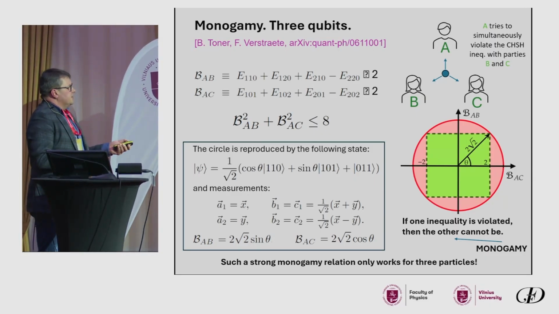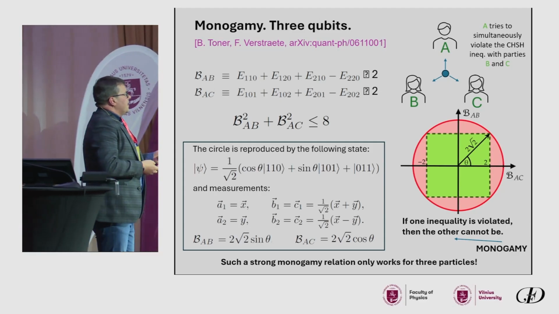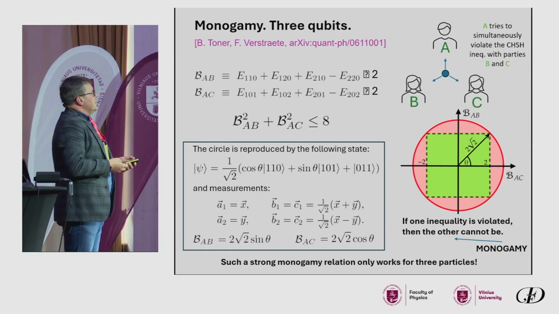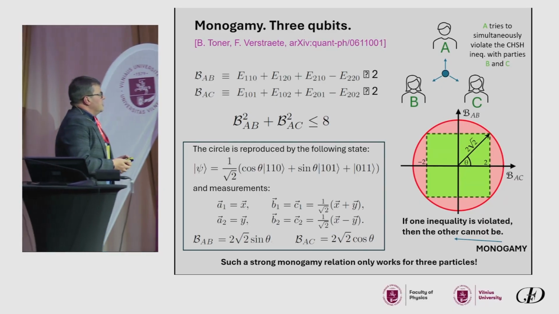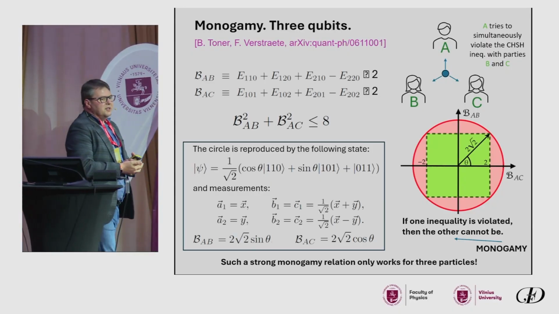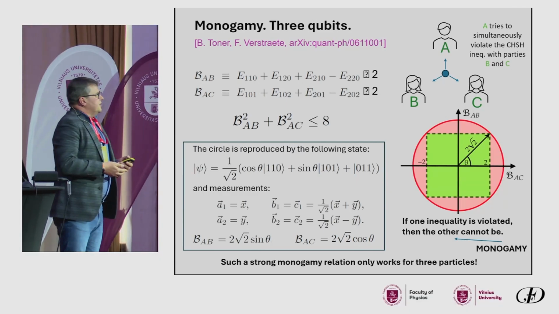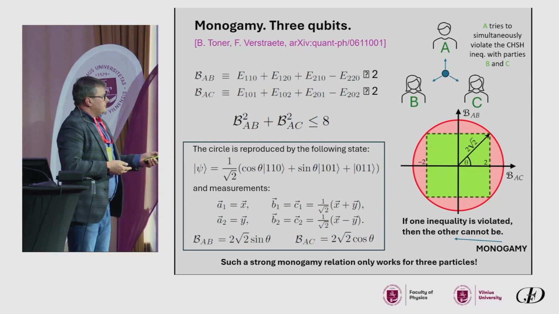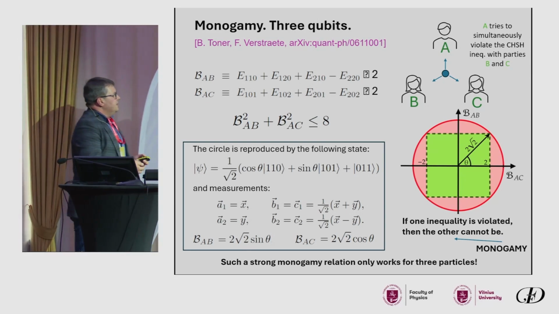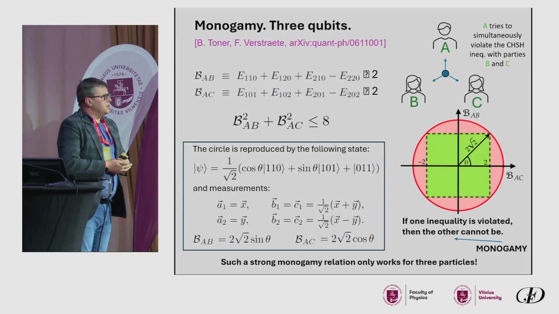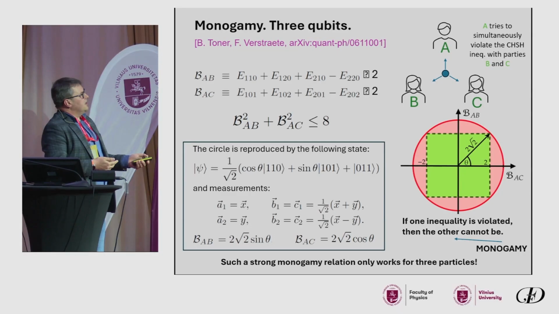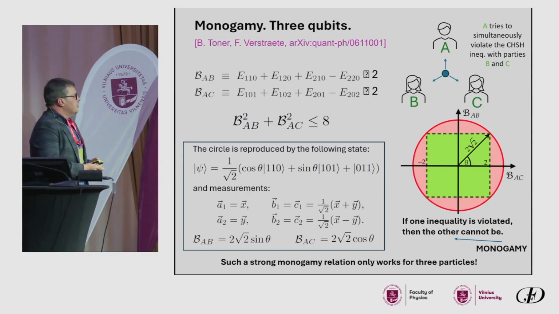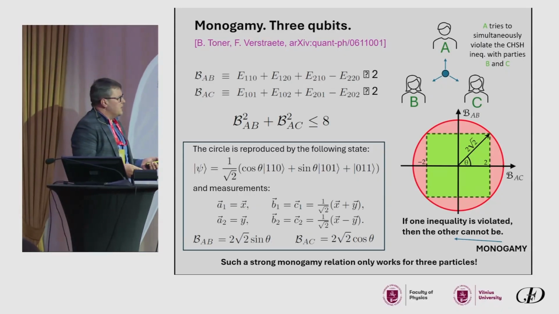If you look at this graph, on the axis you see the values of the CHSH expressions, AB and AC. And we know that both of them classically are limited by 2, which means that all classical strategies are inside this green square. On the other side, the maximal quantum value in this system is represented by the red circle. And the circle can be recovered by the following quantum states and measurements.